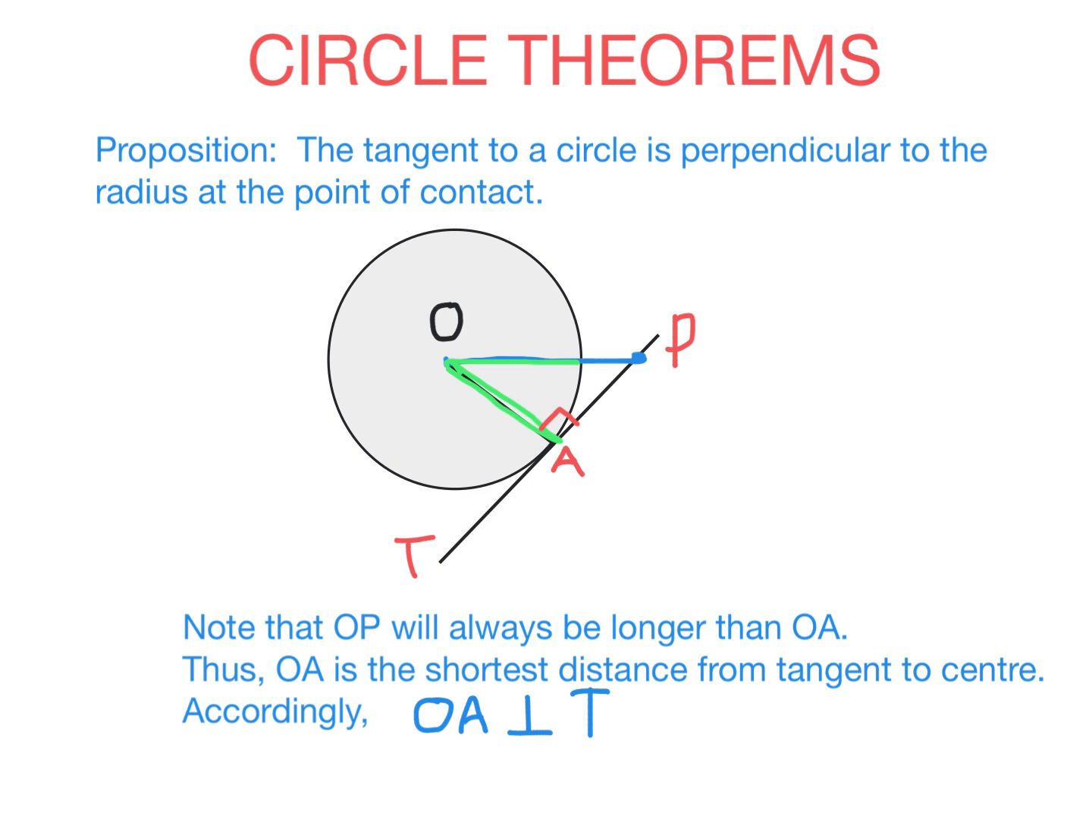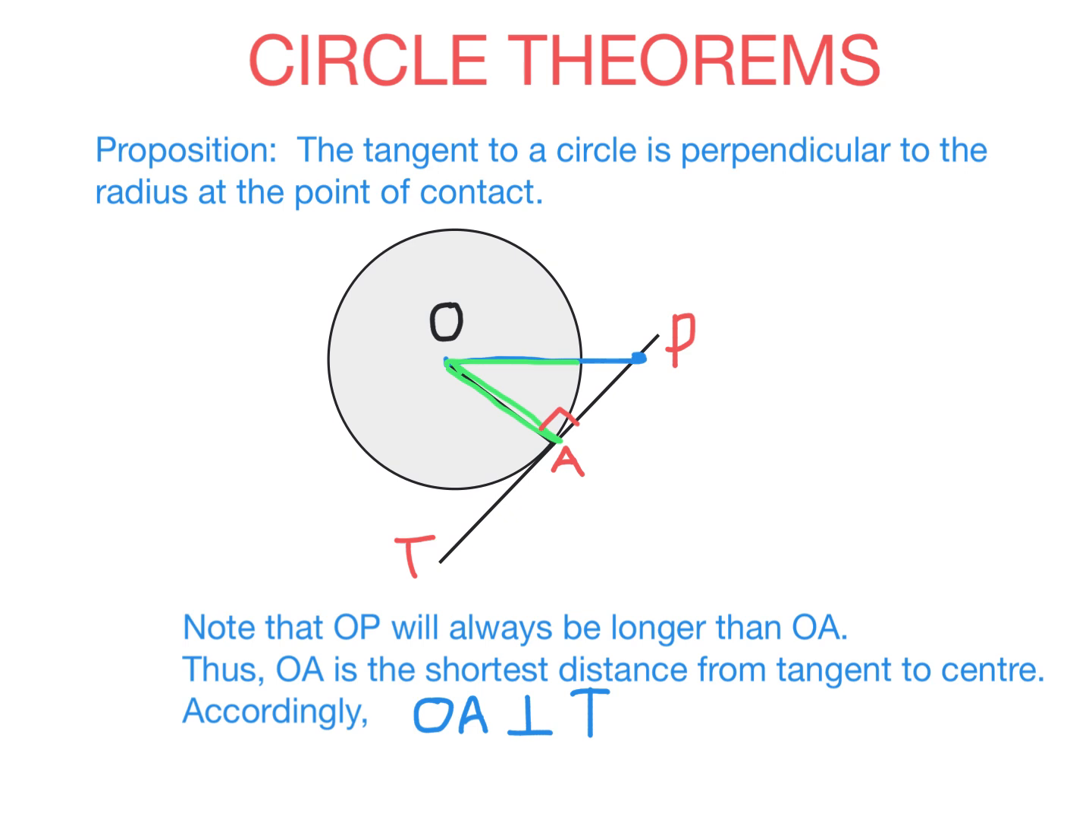Now this proves our proposition because we know from geometry the shortest distance between a point and a line is always a perpendicular line segment between the point and the line. Because this is the shortest distance, these two must be perpendicular to each other.